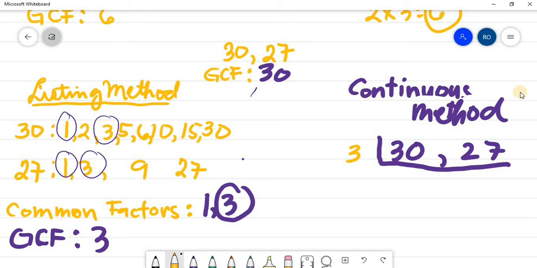So let us use 3, and 30 divided by 3 is 10. And we have 27 divided by 3 is 9. And then 10 and 9 cannot be divided anymore by any number. We can use 2 to divide 10 but not 9. We can use 3 to divide 9 but not 10. So let's stop dividing. Okay, so the GCF using the continuous method is 3 also. So we have the same answer, meaning our answer is correct. So the GCF of 30 and 27 is 3.